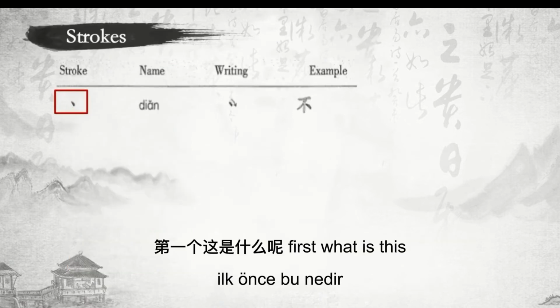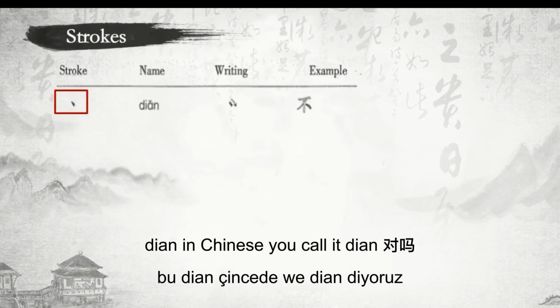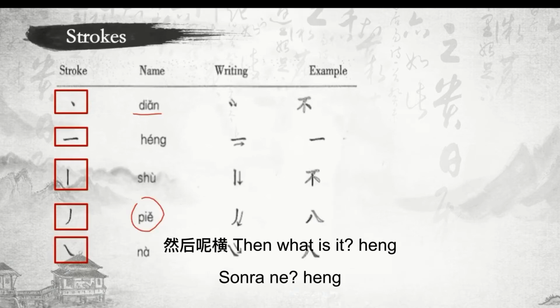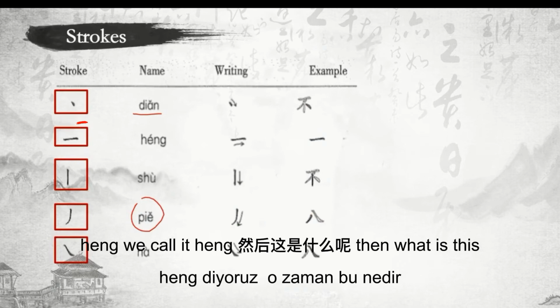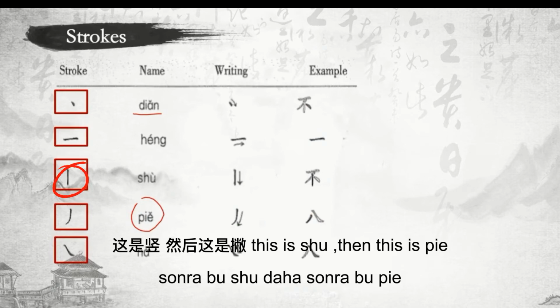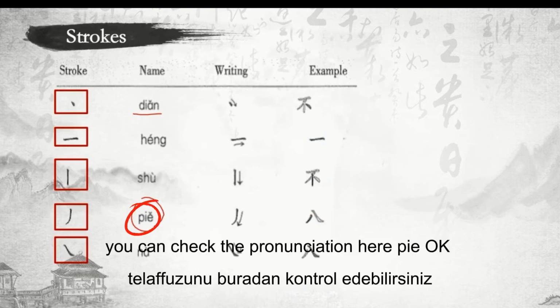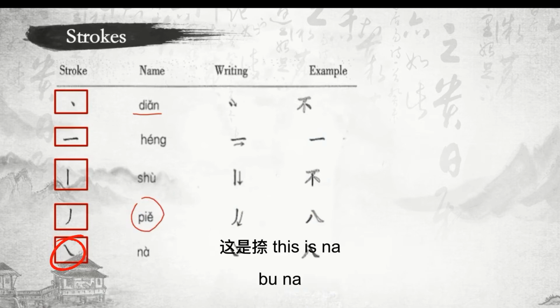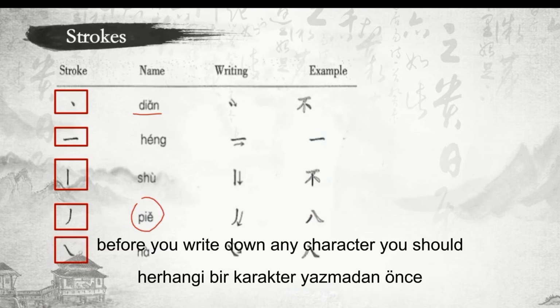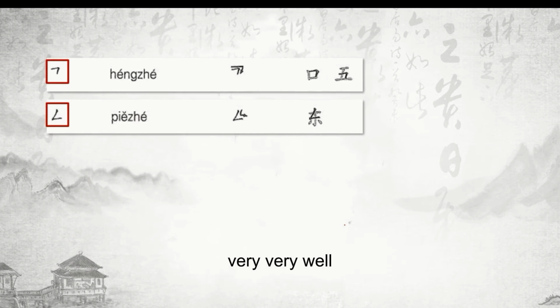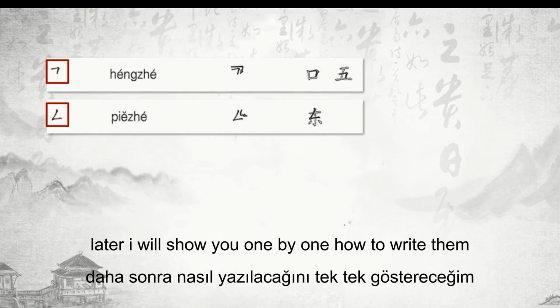第一个，这是什么呢？点。In Chinese you call it 点，对吗？然后呢，横 call it 横。然后这是什么呢？这是竖，然后这是撇。You can check the pronunciation here, 撇 OK。然后这是什么呢？这是捺。Before you write down any character, you should know such stroke very, very well. Later I will show you one by one how to write them.